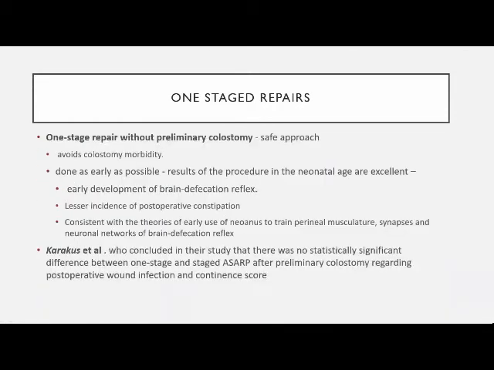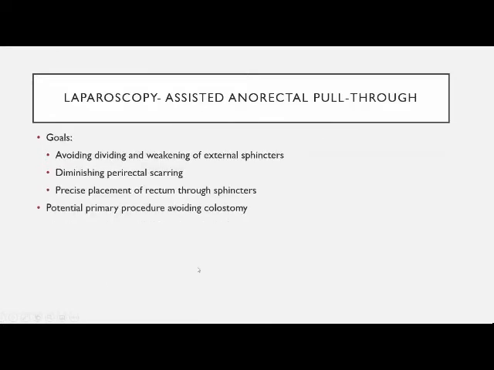One-stage repairs without preliminary colostomy have been described, especially for rectovestibular fistula in females, as a safe approach. It avoids colostomy morbidity, and is done as early as possible in the neonatal period, as the results of the procedure in neonatal age are excellent, maybe because of early development of the brain defecation reflex and lesser incidence of postoperative complications. And it is also consistent with theories of early use of the neoanus to train the perineal muscles and synapses and neural networks of the brain defecation reflex.